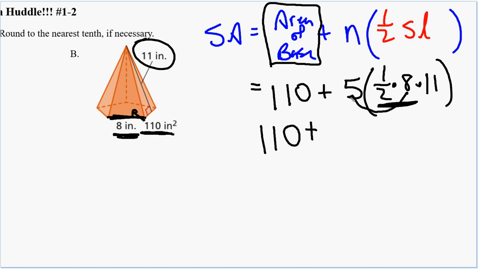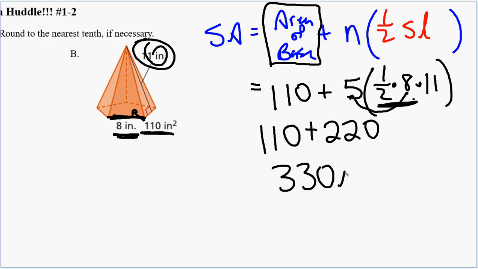4 times 5 is 20. And then we multiply that by 11, and we get 220. 110 plus 220 is 330. Our units here were inches, and that will be inches squared.